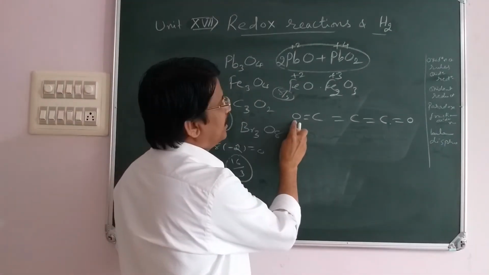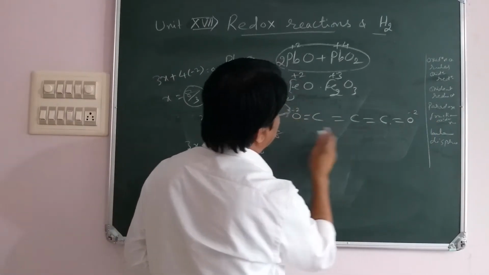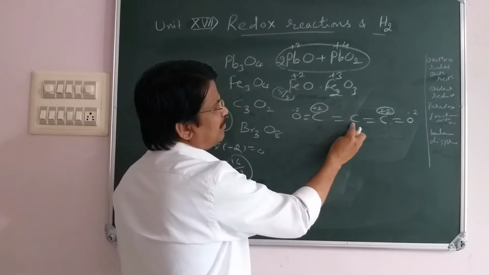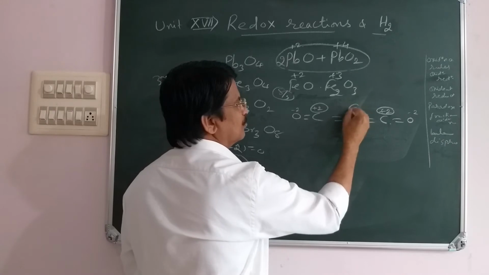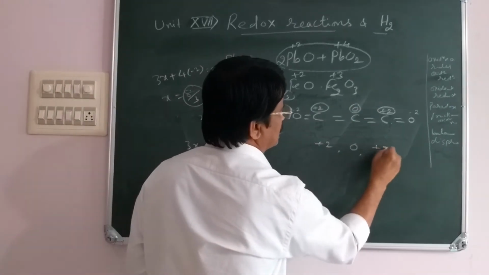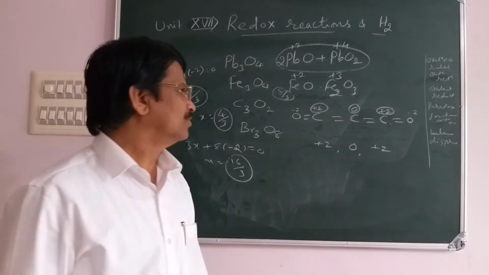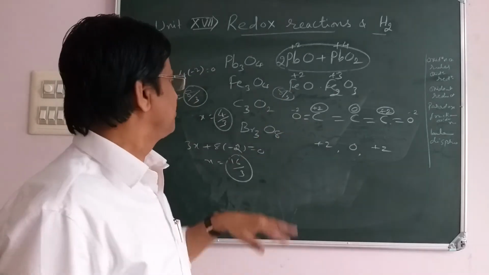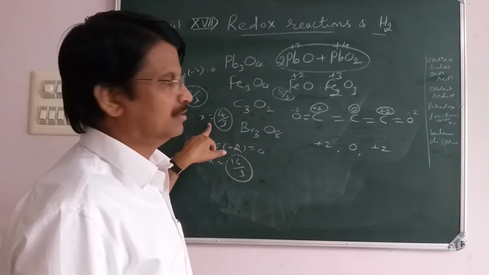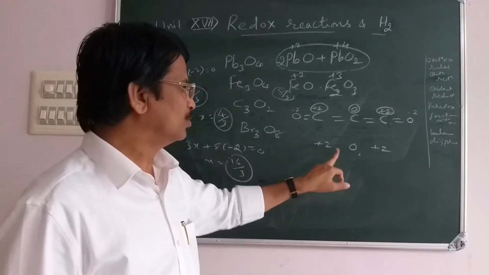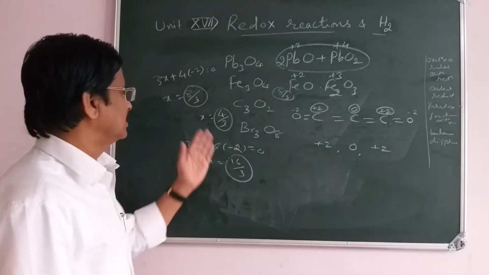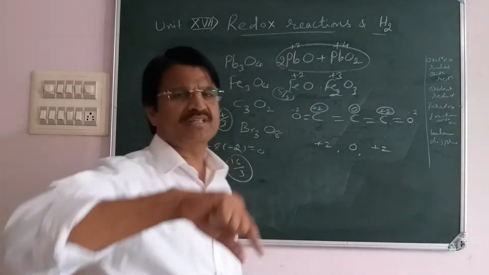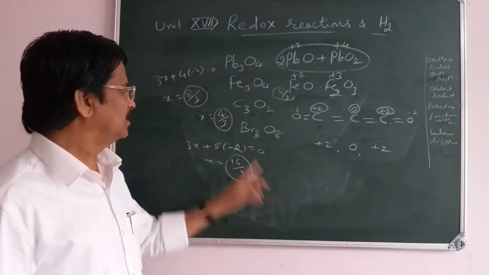Now see here, O is minus 2, O is minus 2. Therefore, C must be plus 2. And carbon links with carbon, therefore it should be 0. So plus 2, 0, plus 2 is the oxidation number of carbon in carbon suboxide. You may get the 4 by 3 answer, but you have to take plus 2, 0, plus 2. Don't write 4 by 3. If the question asks for the average oxidation number of carbon in carbon suboxide, then you write that one.